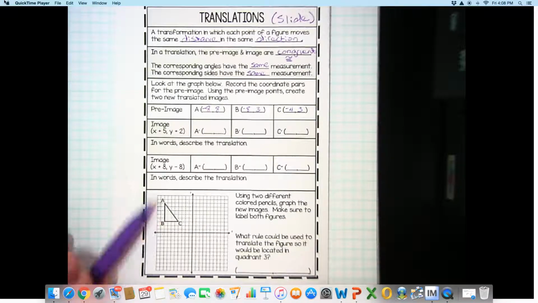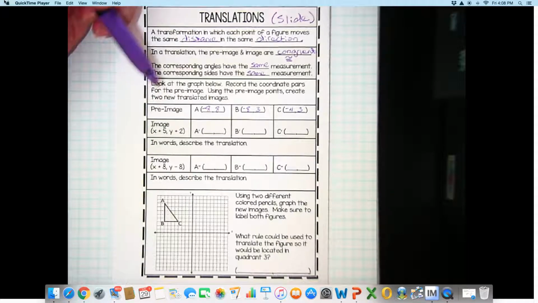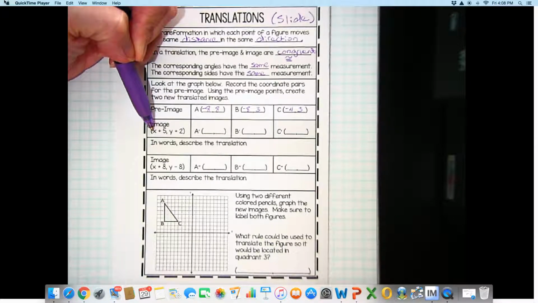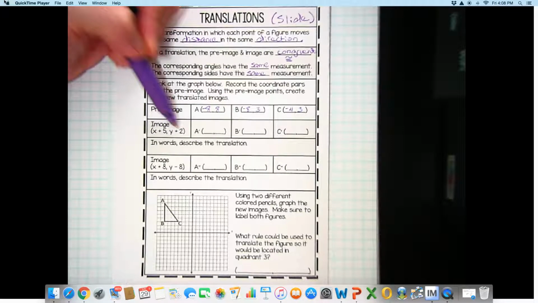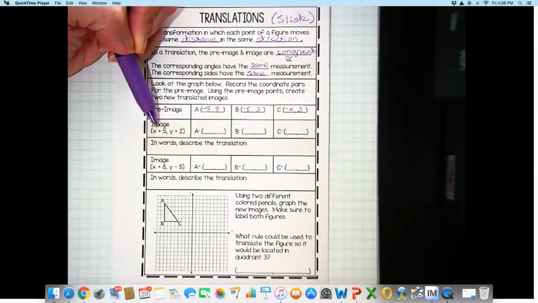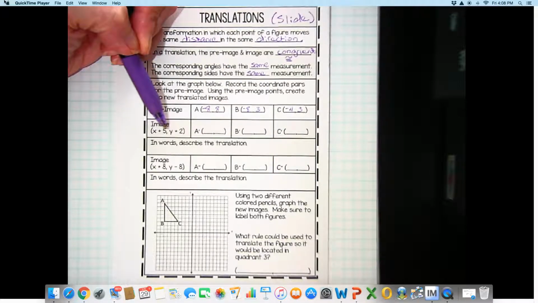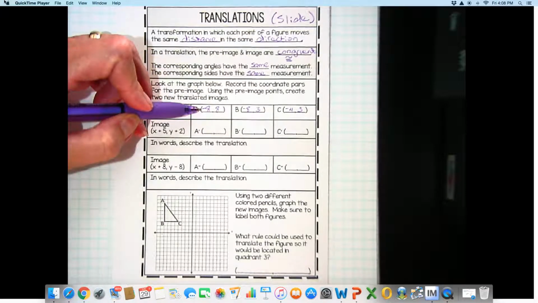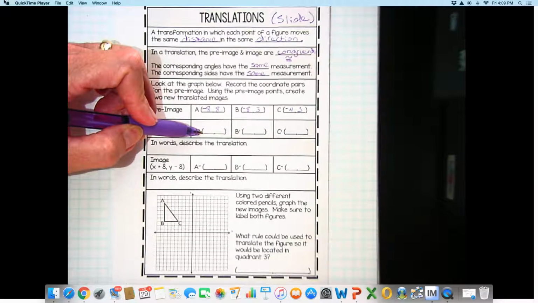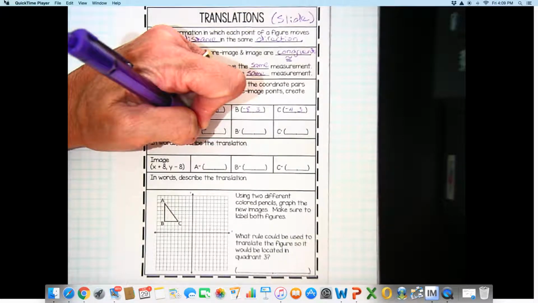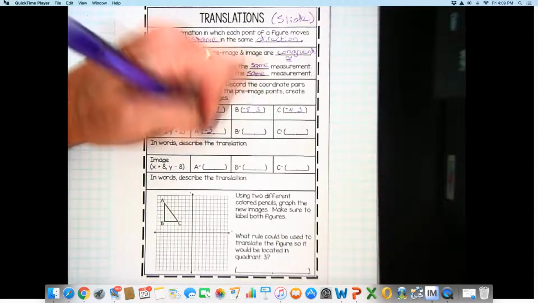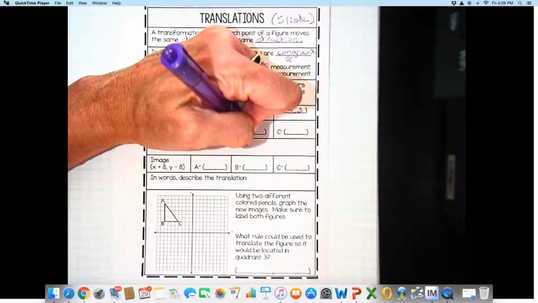All right, so now it says we're going to take it and we want the image to be at x plus 5, y plus 2. That means for every x of my A, B, and C, I'm going to add 5 to them. I'm going to shift the whole thing to the right 5, and then I'm going to add 2 to the y's, which means it's going to go up 2. So it should shift right 5 and up 2. So we're going to take each one of our x values and we're going to add 5 to them. So negative 8 plus 5 is negative 3.